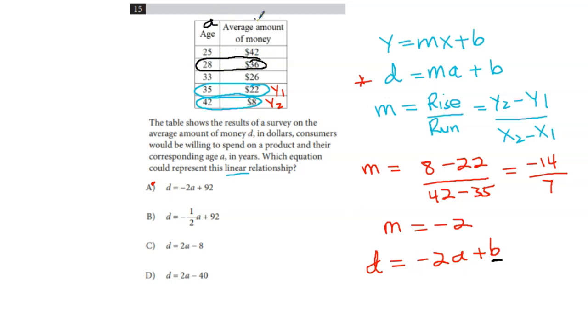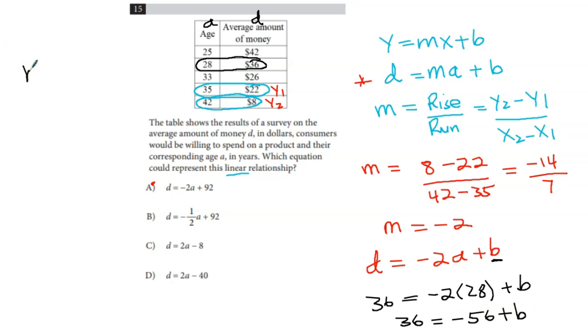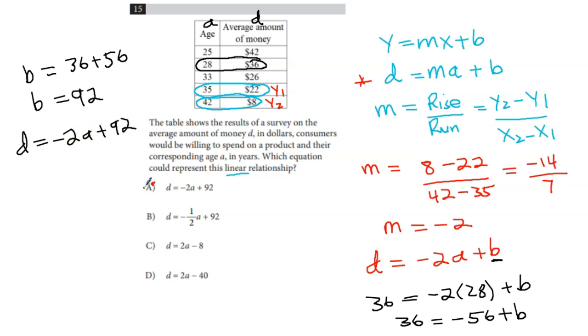This is our A and this is our D. So the D is 36 equals negative 2 times 28 plus b. Negative 2 times 28 gives you negative 56 plus b. So your b will be, we want to take this one here and add, it's going to be 36 plus 56, and that will give you 92. Therefore, you plug it back into that equation and you get D equals negative 2a plus 92. That gives us the answer.